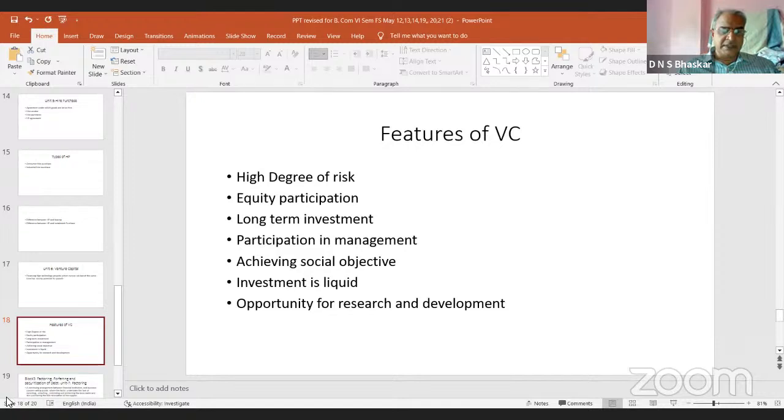Investment is liquid. When we are talking about investment, venture capitalists will pump so much capital into the business.